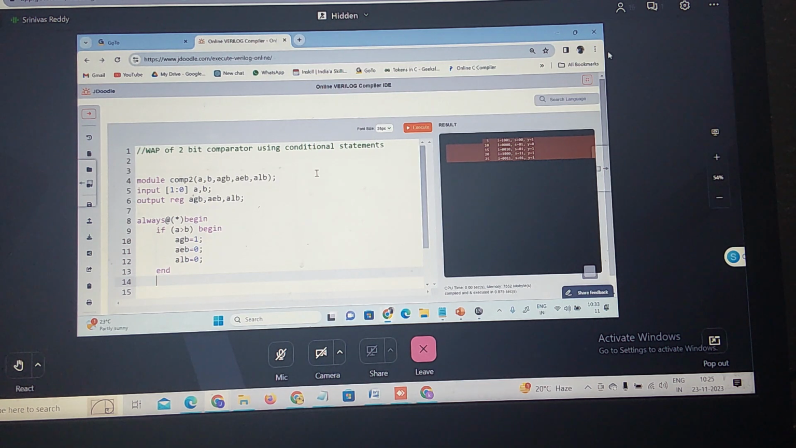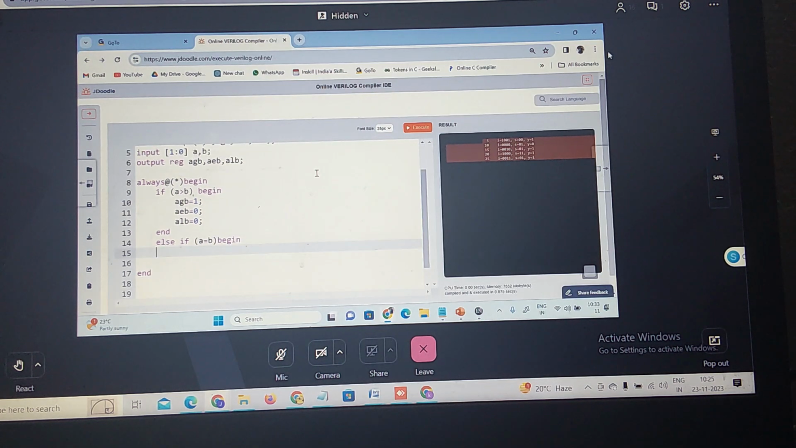You can do this using only the if statement also. I can do this using nested if also. Correct? I can go with the nested if. Else if, what I need to do? What is the condition for this? It is nothing but A equal to B, correct? Begin. Next, what is the statement I should write for this else if body? A greater than B is equal to now what? 0. Correct? Now, A equal to B is equal to 1. Next, A less than B is equal to 1.